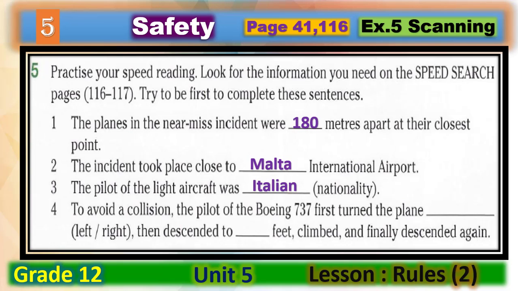Good. Number 4. To avoid a collision, the pilot of the Boeing 737 first turned the plane right or left? Good, right. Then descended to how many feet? 800 feet, climbed, and finally descended again. Good.